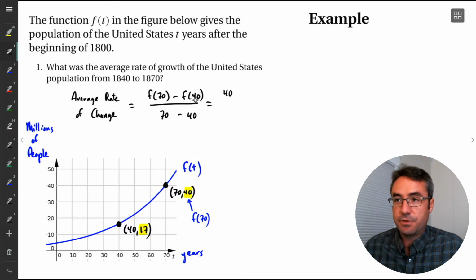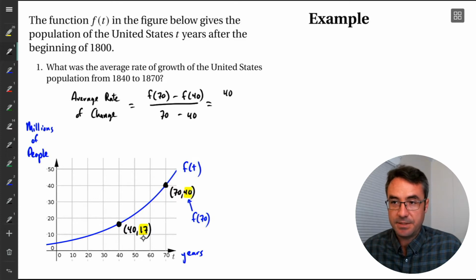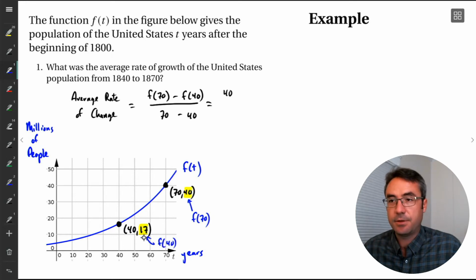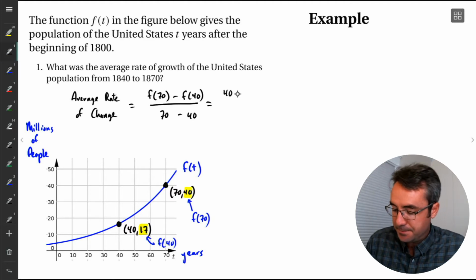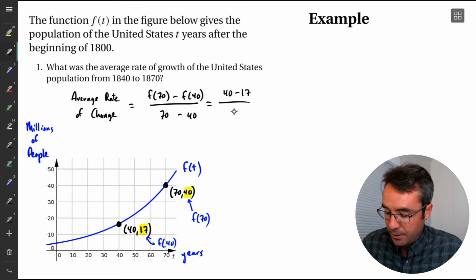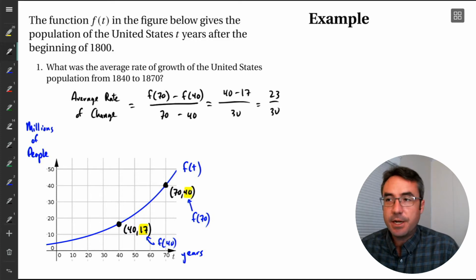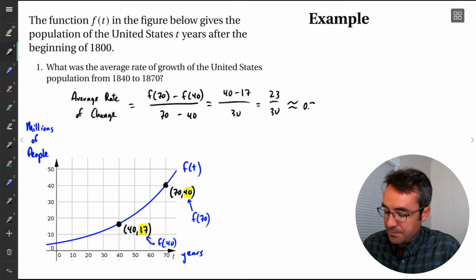And then what's the function value at time 40? Well, that's this value right here. So this is f of 40. We're just looking at the y coordinates for our points. So 17 we said. And then we do the 70 minus 40 down there, we get 30. And 23 over 30 is our fraction here, which ends up being approximately 0.77.